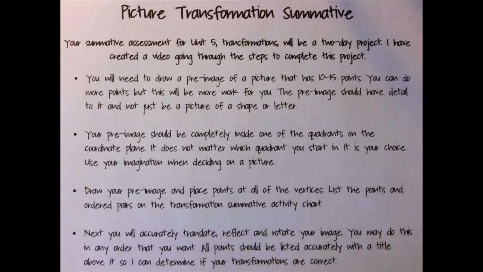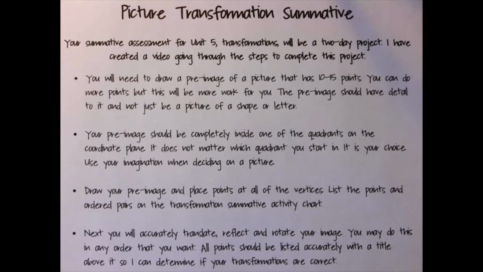Alright, so step 1, I've given you all graph paper, so you need to create a graph on that paper. You're going to create 4 quadrants on there, and you'll need to draw a pre-image of a picture that has 10 to 15 points involved in it. You can do more than 15 points, but it's going to be a bit more work. You need to have a minimum of 10 points. You can't have less than 10.